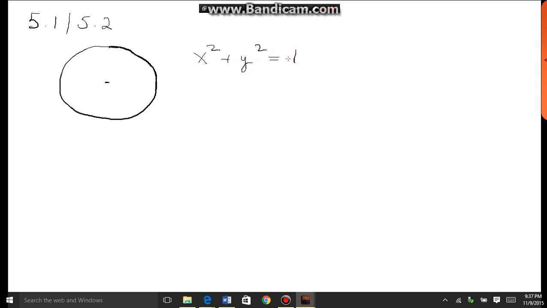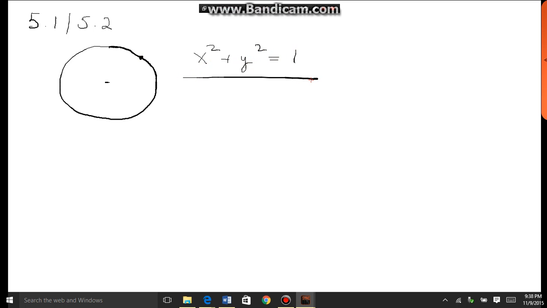For 5.1 to 5.2, this is all about the unit circle. Now what's the unit circle? The unit circle is exactly what you think it is. It's a circle centered at the origin, that's 0, 0. The equation of this guy is x squared plus y squared equals 1. So what does this mean? If somebody lives here, it has to satisfy this equation.